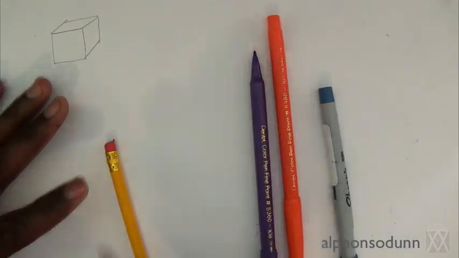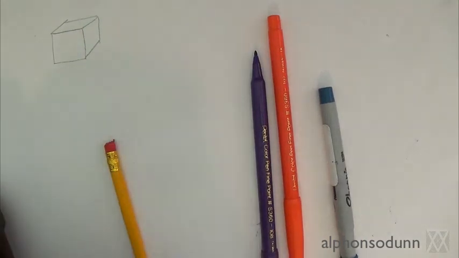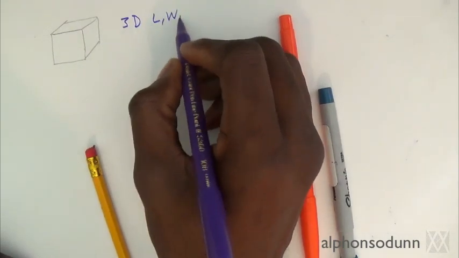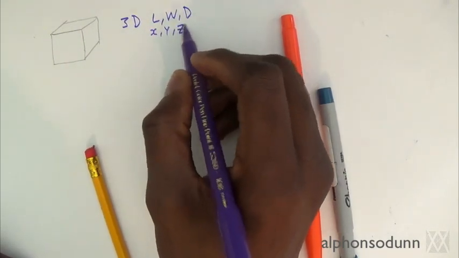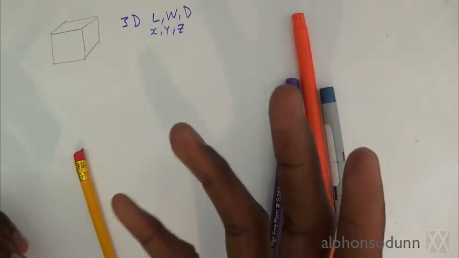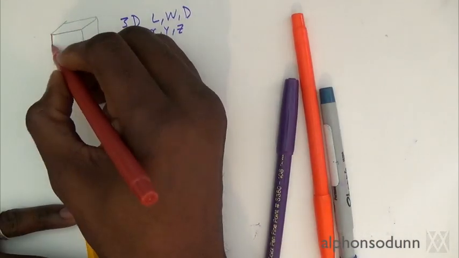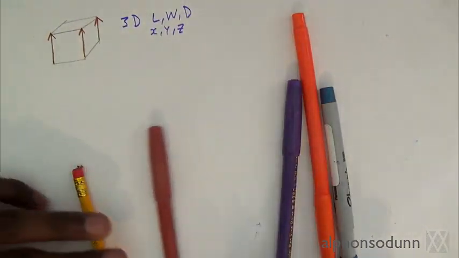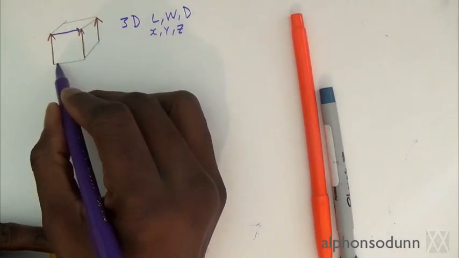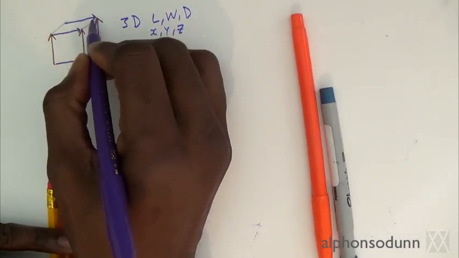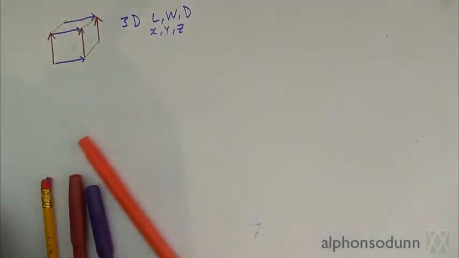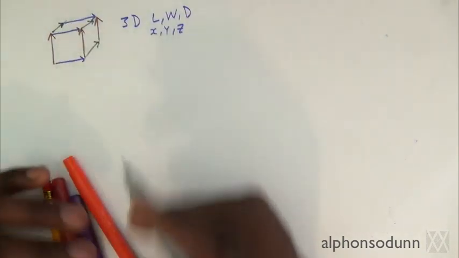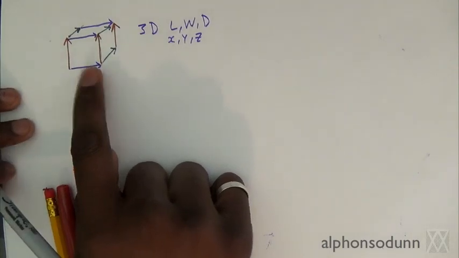Right? And remember, with a cube, it's showing three dimensions, right? It's showing us the three dimensions of space: length, width, and depth, or X, Y, Z, however you want to look at it. But we're seeing the three dimensions of how we define three-dimensional space. So in other words, there are three sets of parallel lines. One, two, three. That's one set, right? The next set of parallel lines, one, two, three. See, these lines are all parallel. And then the other one is one, two, three. Okay?